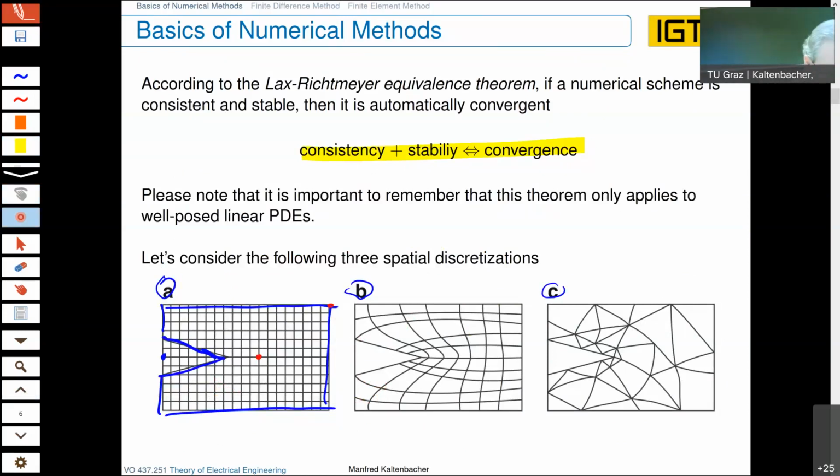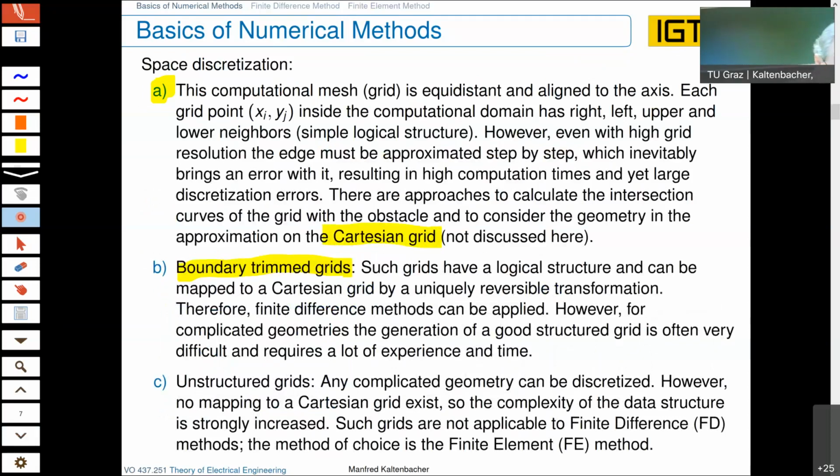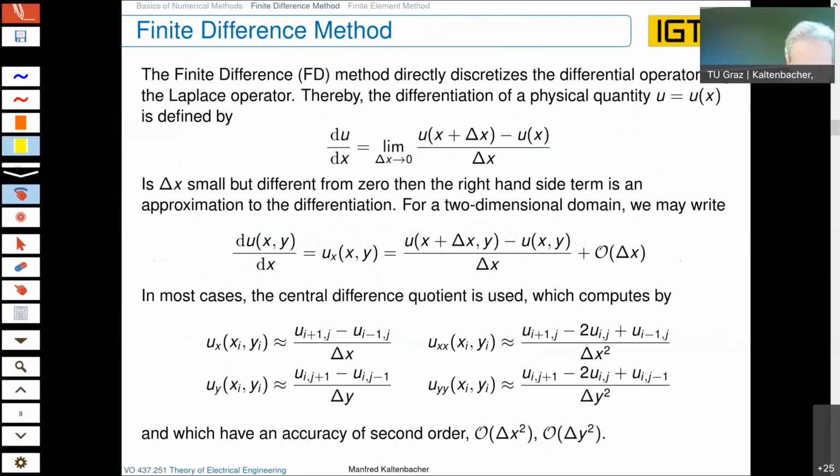Yeah? And that is why the so-called unstructured grids come into play, and unstructured grids cannot be handled efficiently with the finite difference method, forget it. For this, you need the finite element method. And this gives you the highest flexibility you ever can have for any complex geometry. Okay, so let's jump into our first method, the finite difference method.